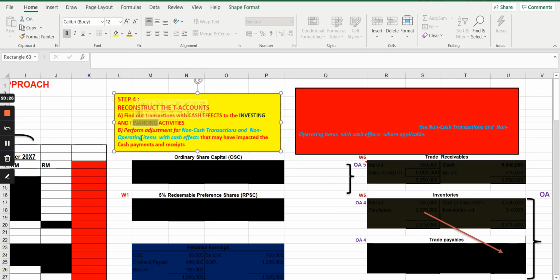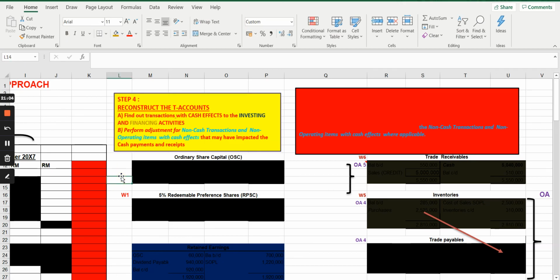And before I do that, I'm going to also do some adjustment for any non-cash transaction that may arise for those financing activities, things like bonus shares, or maybe if there are any revaluation that has taken place during the year that relates to investing activities. Those things have to be adjusted because they are non-cash transactions, and also adjust for any non-operating item with cash effect that may have impacted the cash payment and cash receipt under these two activities. So we're going to go and reconstruct that.